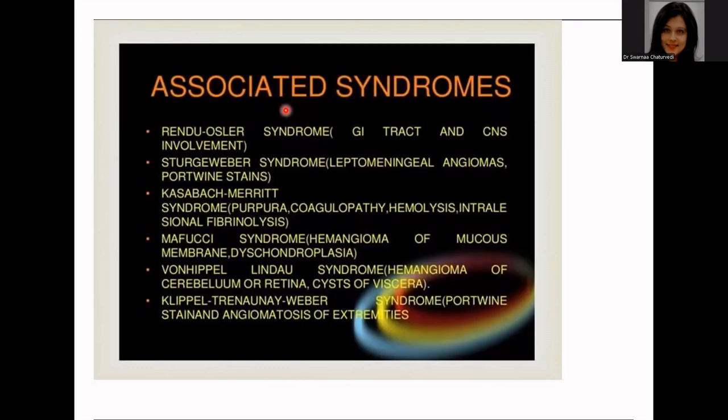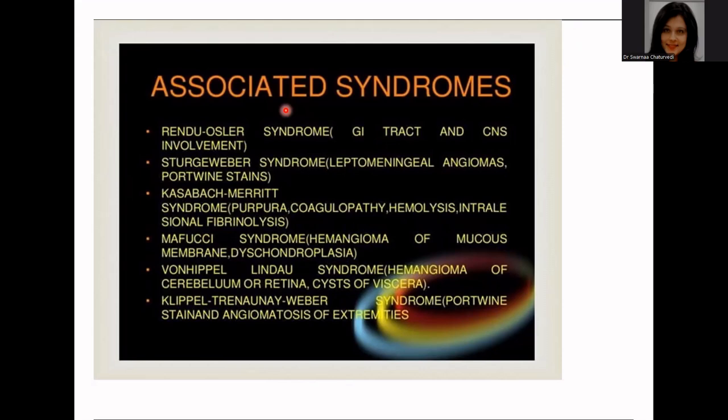Then there is a list of syndromes which are associated with hemangiomas. Namely, Rendu-Osler syndrome, Sturge-Weber syndrome, Kasabach-Merritt syndrome, Maffucci syndrome, von Hippel-Lindau syndrome, and Klippel-Trenaunay-Weber syndrome. These are very important from the point of view of viva and entrance examinations.